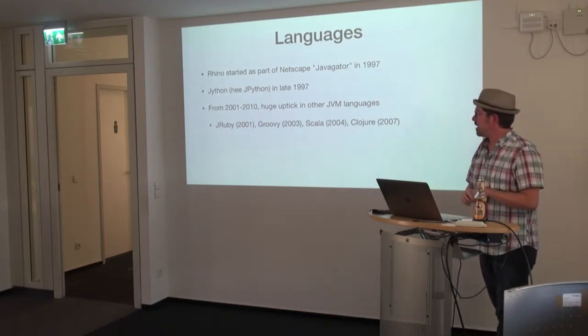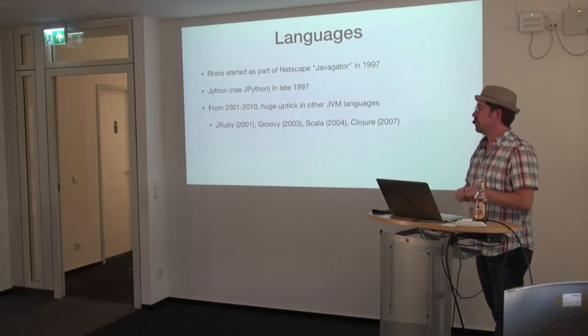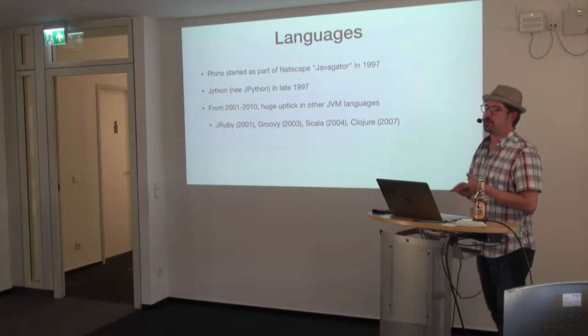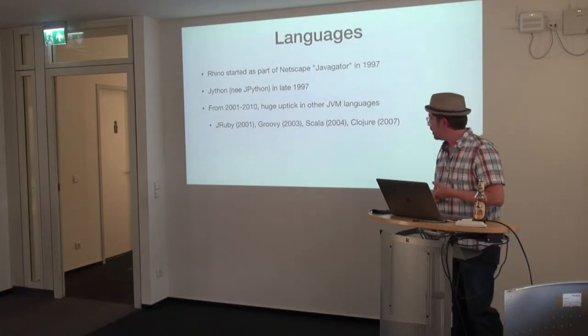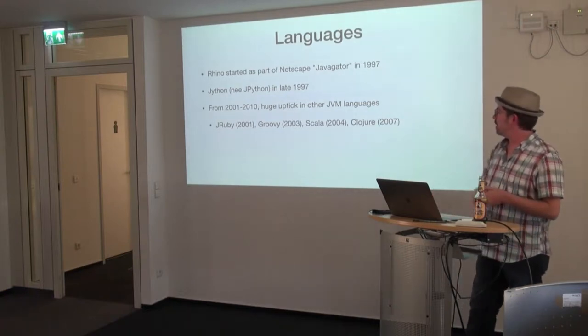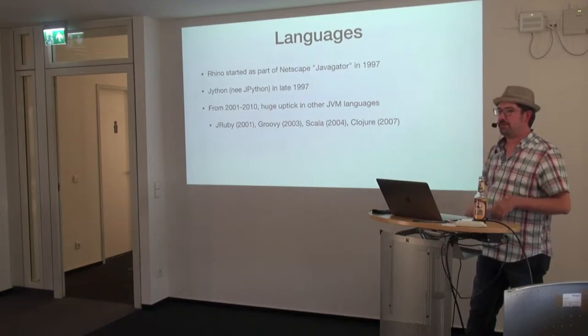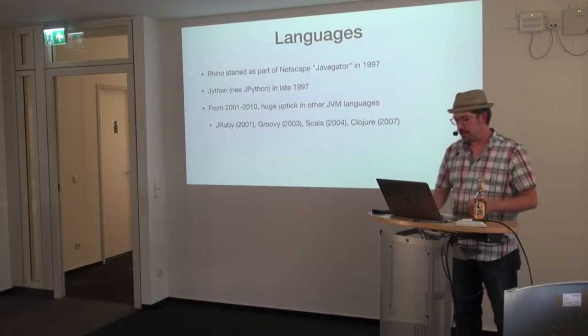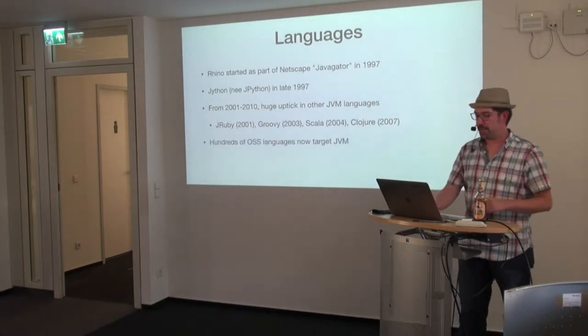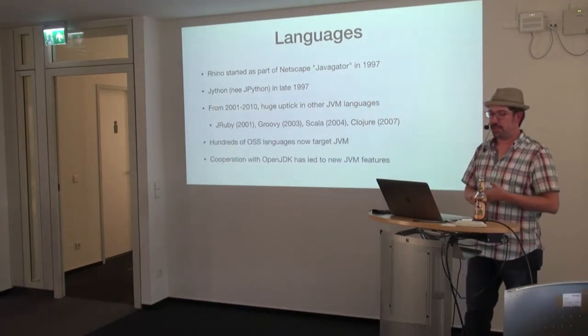Groovy came along shortly after, when some Ruby folks, some JRuby-interested folks, wanted a more Java-friendly syntax. That's where Groovy came from. Of course, Scala, Clojure coming along. And then beyond that, we've got Kotlins, we've got Ceylons, we've got all sorts of other languages that have come since then. And like I said, hundreds of open source languages that target the JVM.